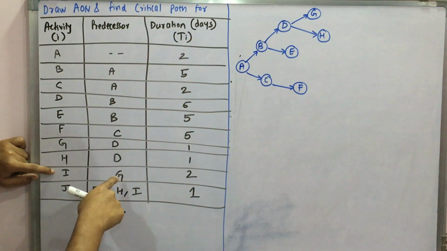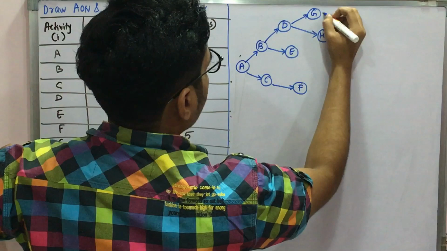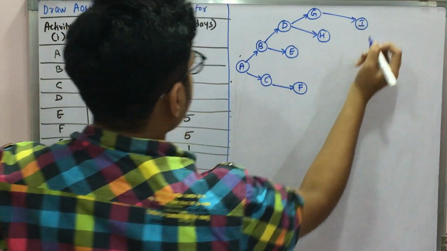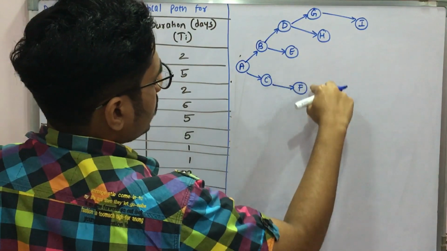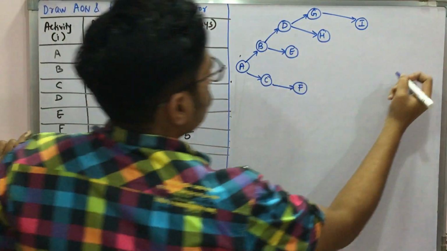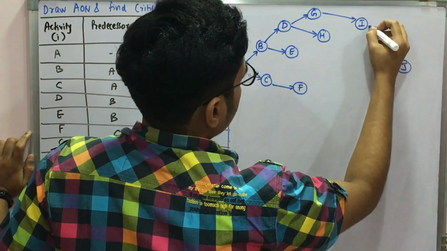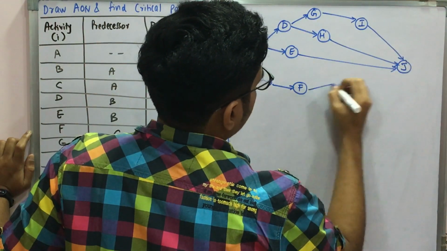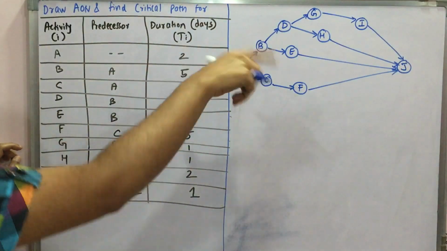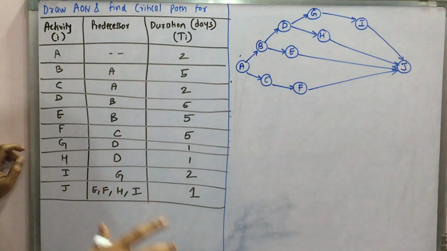And then you have activity G giving rise to I. Then finally you have E, F, H, I giving rise to J, so J should be somewhere here, and you just complete your AON diagram and it will look something like this. So this will be our AON network or diagram.